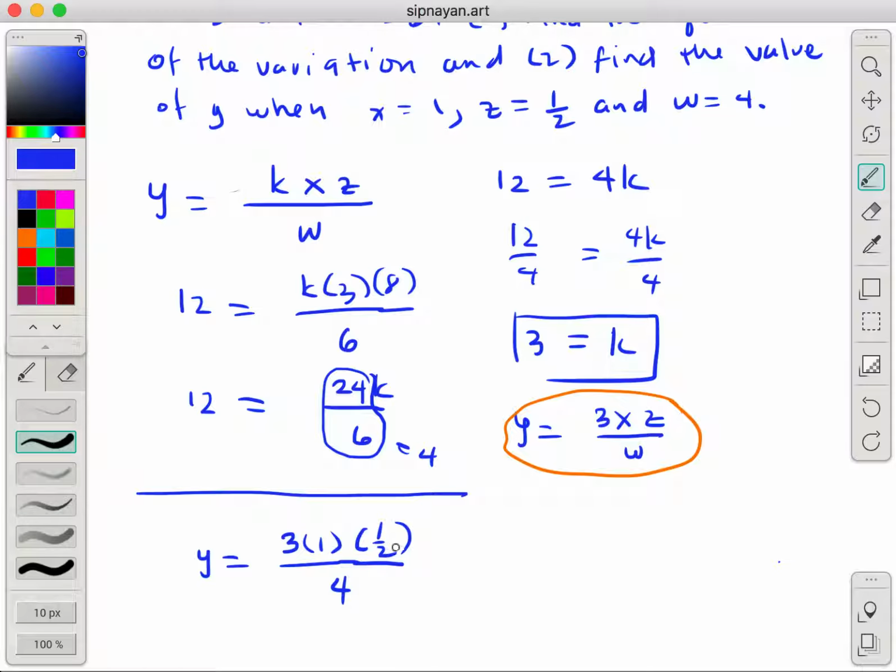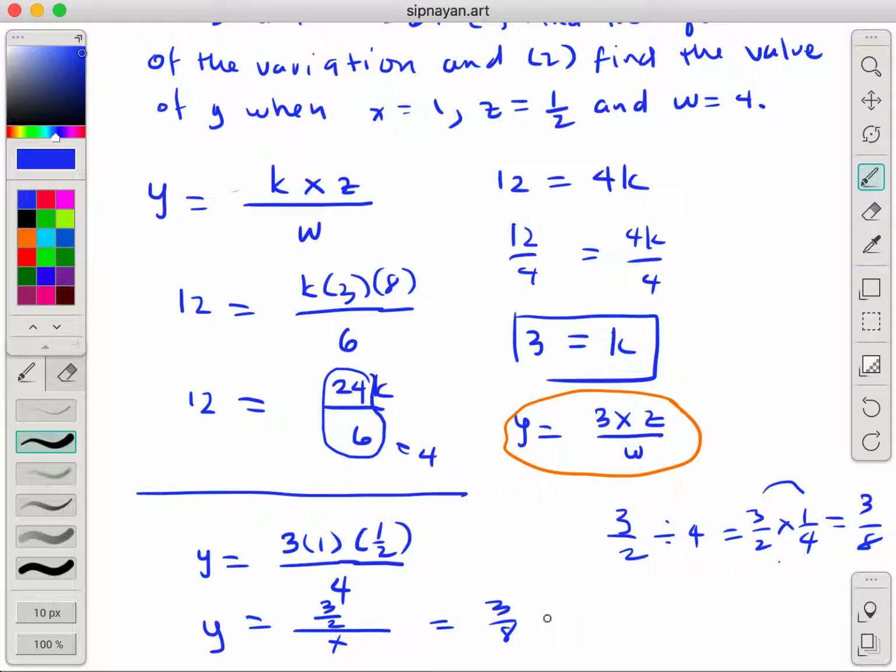So 3 times 1 times 1/2 is the same as 3 halves. 3 halves over 4. So y equals 3 halves over 4. What is 3 halves divided by 4? So this is 3 halves times 1/4, which is equal to, multiply mo yung sa taas, yung numerator, and then yung sa denominator. So this is 3/8. Okay, so ito na yung value ng y natin. Y equals 3/8. Ito na yung answer natin sa pangalawa.